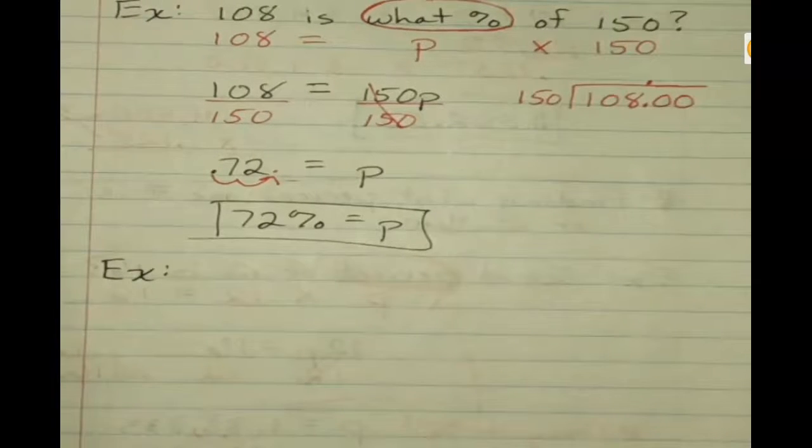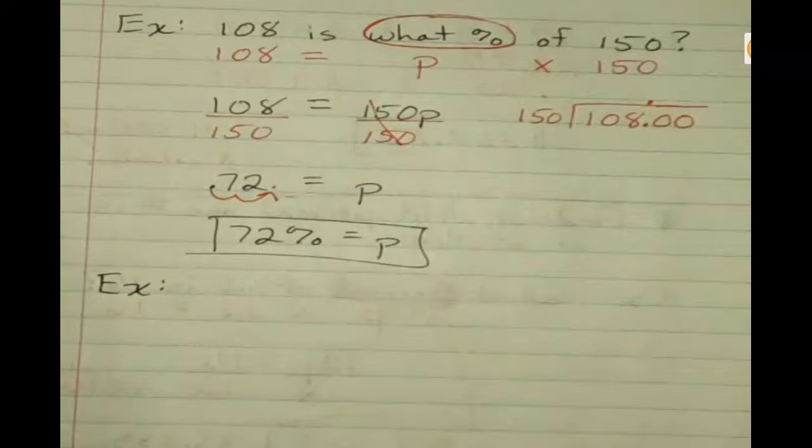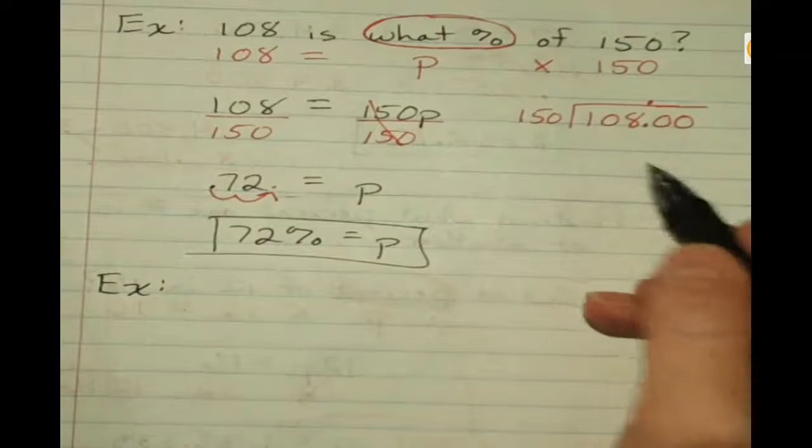Okay. Any questions on this? Is it making sense that the hardest part is really just dividing over here, right?